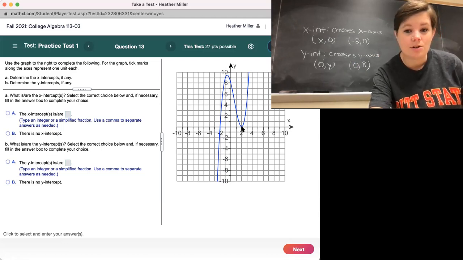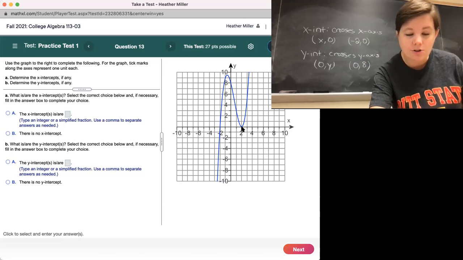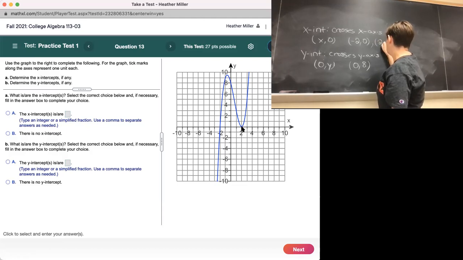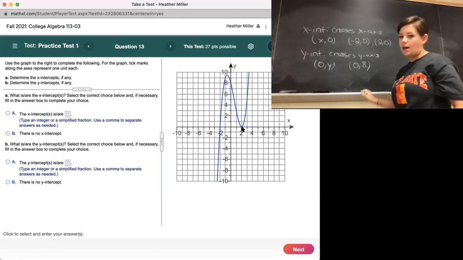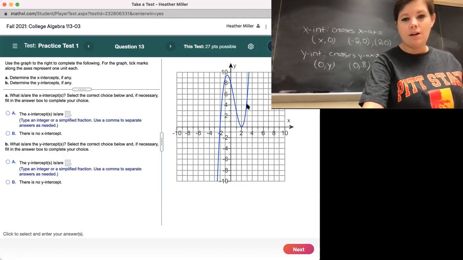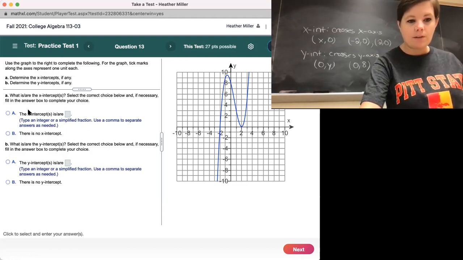Okay, so I'm still right here, going. Now, I don't cross the x-axis here, but I do touch the x-axis right there at 2, 0. So that is still an x-intercept because it does intersect with that part of the line. And I go on and I don't cross anymore.